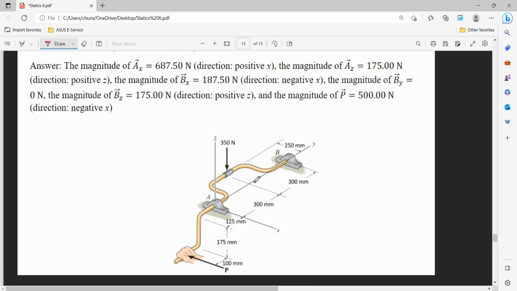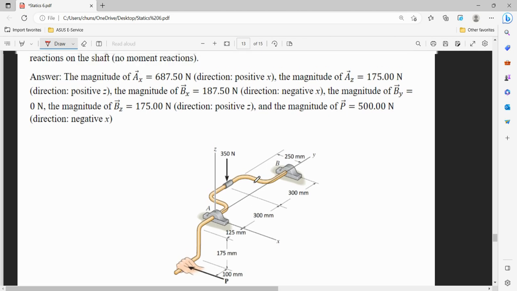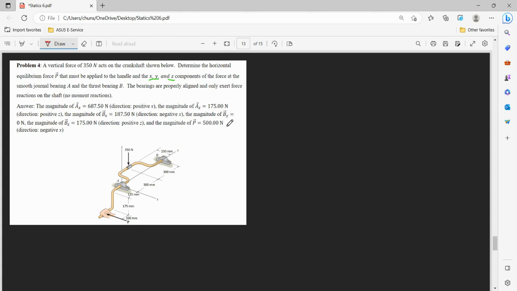Okay, so let's just check our notes just to be sure. So we have a smooth journal bearing. So smooth journal bearing, this was like our pencil sharpener. So this means we can move it along the y-axis, so we're going to have a z and an x reaction.